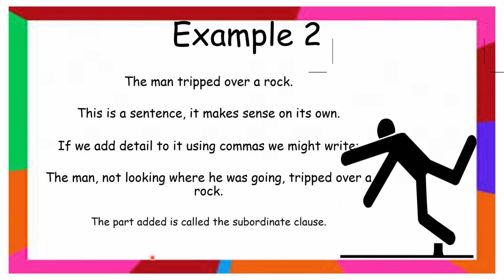So the part added is the subordinate clause because the part we added now says not looking where he was going. Not looking where he was going is our subordinate clause, which we included in our main clause. The man tripped over a rock. But using commas, we have been able to include a subordinate clause which gives us more information as to why the man tripped over a rock.